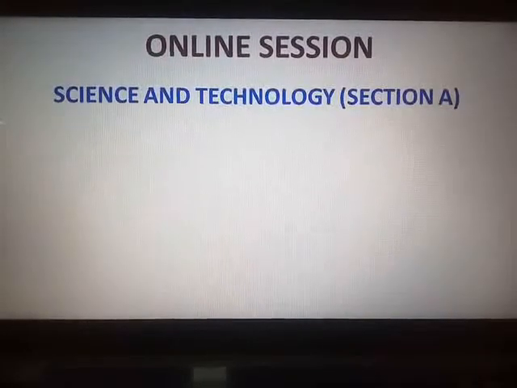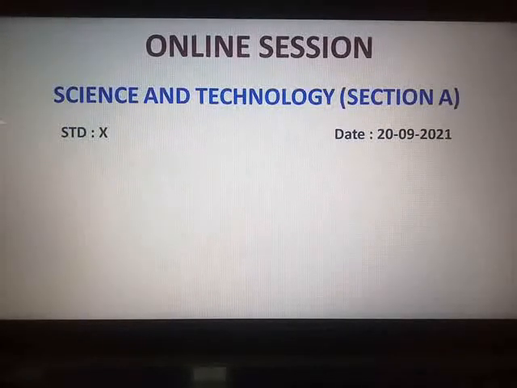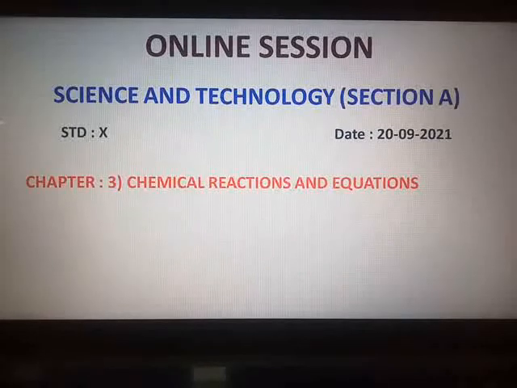and Technology Section A. In our previous session, we have started with a new chapter, chapter number 3 from chemistry, that is chemical reactions and equations. In this chapter, we have studied what is meant by a chemical reaction and when we call a chemical equation a balanced one. What are reactants, what are products, and also we have studied the different steps which have to be followed while writing any chemical equation.